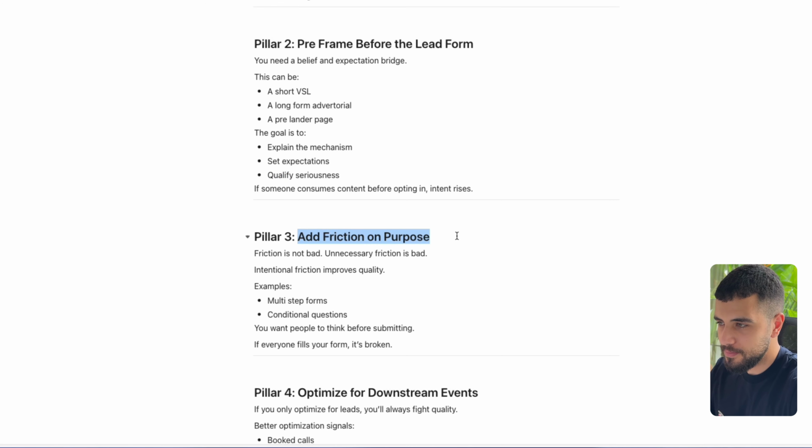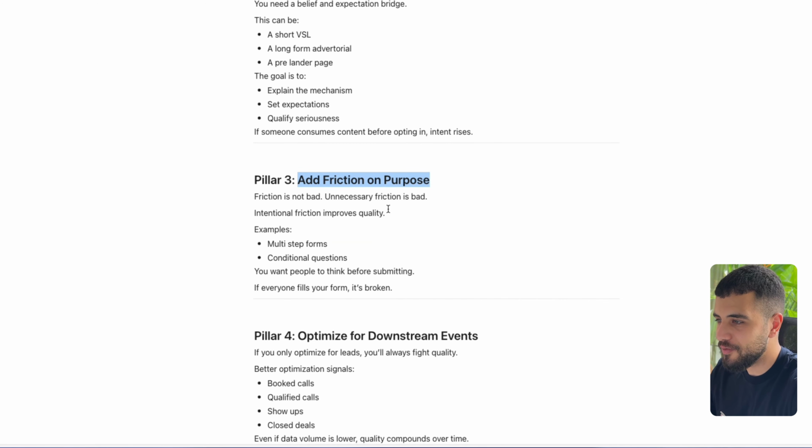Pillar 3 is, again, speaking about friction, adding friction on purpose. So you always want to maintain a balance between lead volume and quality. The more friction that you add, the less lead volume that you'll have, but the higher quality the leads will be. So the more friction that you add, your cost per lead will increase, but your quality will also increase with it. And I take higher cost per lead for higher quality any day of the week, as long as it makes sense. So again, friction is not bad. Unnecessary friction is bad because it doesn't make sense.